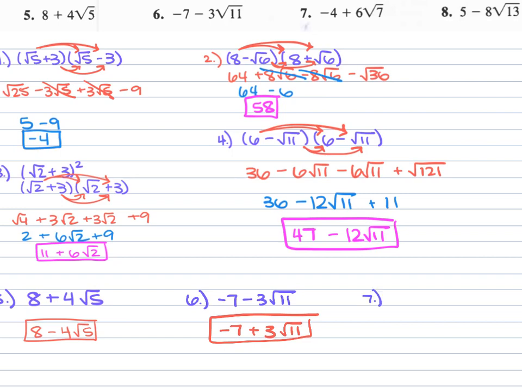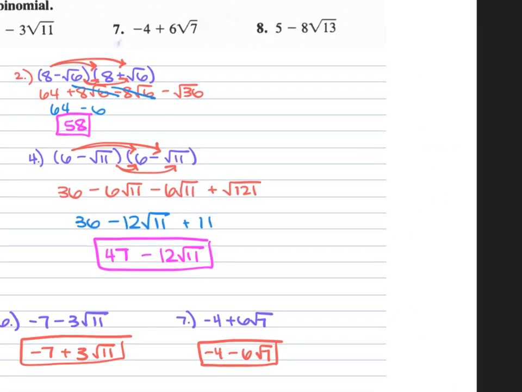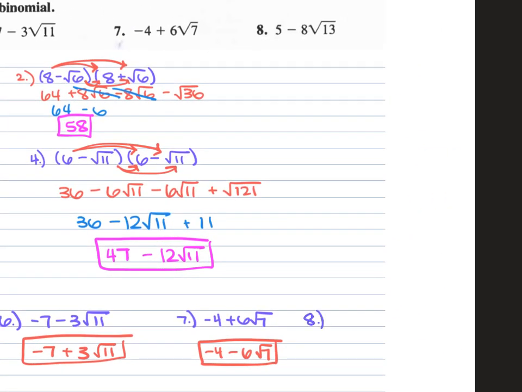For 7, we have negative 4 plus 6 square root 7. So this is going to give us negative 4 minus 6 square root 7. And lastly, with 8, we have 5 minus 8 square root 13. So the conjugate of this is 5 plus 8 square root 13.